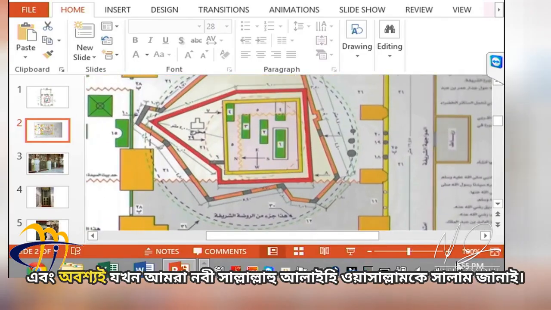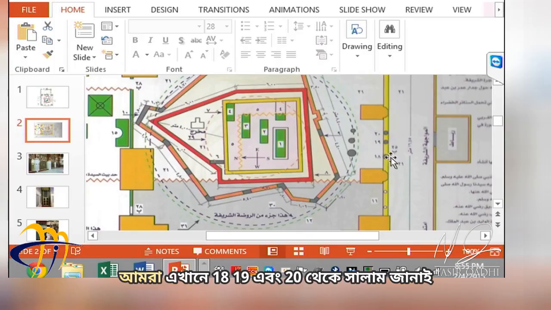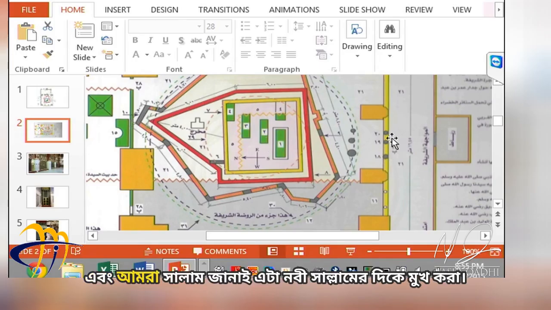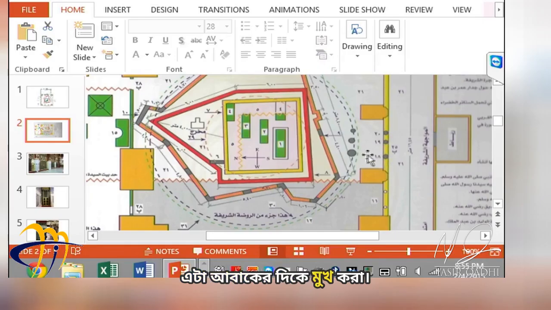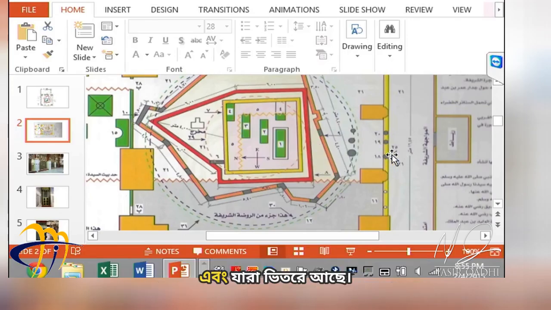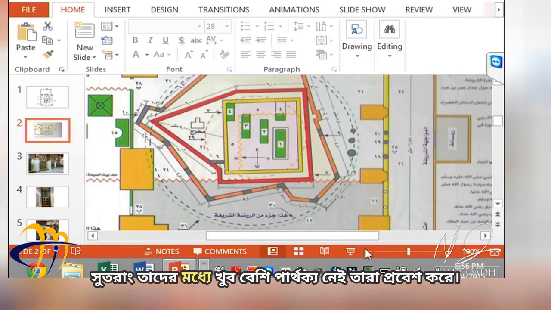And of course, when we give the salam to the Prophet sallallahu alaihi wasallam, we, the men, go and give salam from 18, 19, and 20. Over here, you see that? This is where we walk by and we give the salams. This is facing the Prophet ﷺ. This is facing Abu Bakr as-Siddiq. This is facing Umar ibn al-Khattab. And there's at least 10 feet, if not more, between us and the Prophet ﷺ as we stand here. And those who are inside, there's probably around 6 feet as well. So there's not that much difference.